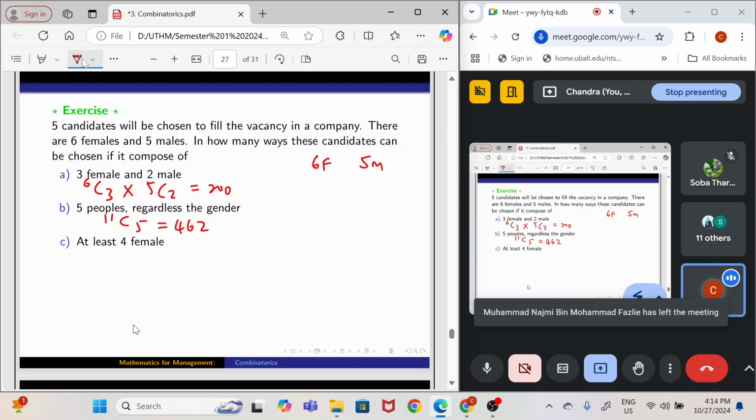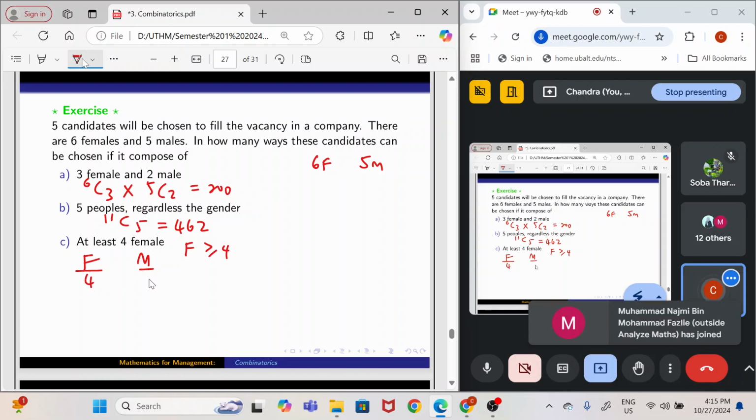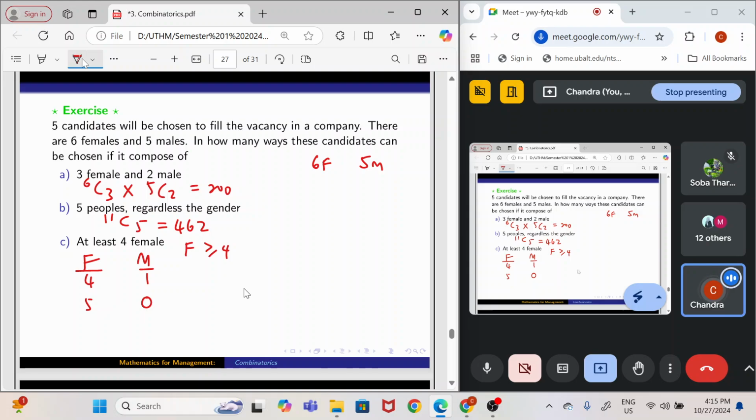At least 4 female, female and male. At least 4 means female must be greater or equal to 4. So female can be 4, male can be 1. And female can be all 5, male can be 0.